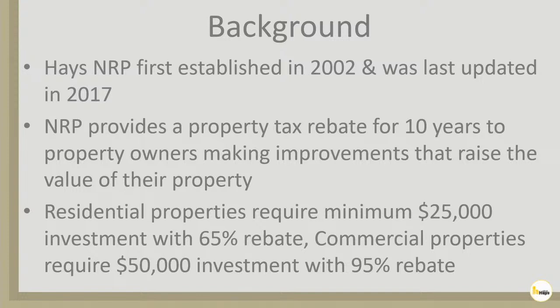The point of this is to encourage new construction or the rehabilitation and redevelopment of existing properties that might not otherwise have occurred. As the NRP is currently structured, residential properties are required to make a minimum $25,000 investment to receive a 65% property tax rebate, while commercial properties are required to invest a minimum of $50,000 for a 95% rebate. So to clarify on the questions that were asked about this last week, there aren't any provisions in state statute that set what these look like.